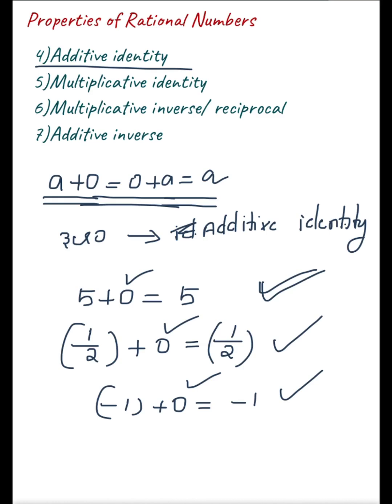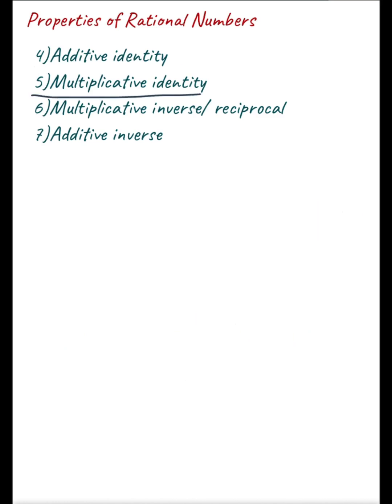So whenever additive identity comes into your mind, you should know that 0 is the additive identity. Now let's see the fifth property, which is multiplicative identity. Multiplicative identity means you will be considering multiplication. Here, when I am multiplying 1 with any rational number, you can write a into 1 as 1 into a, because they are commutative. When I am multiplying 1 with any rational number, you will get the same rational number itself.